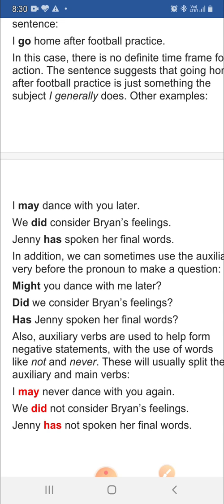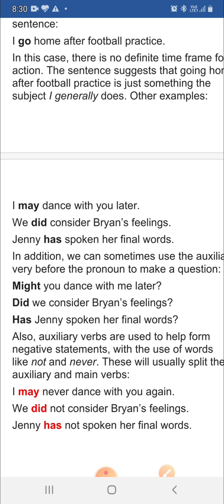These will usually split the auxiliary and the main verb. For example, did not. So, did and not. So, that is separated. Did and consider is separated by the negative word not.